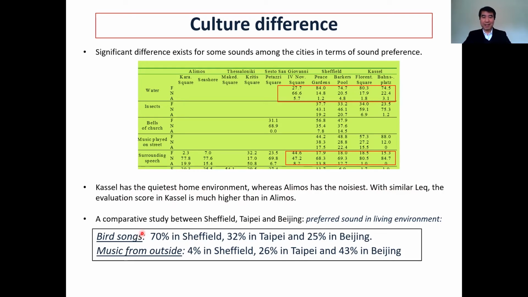Even further, that's another comparison in cultural difference between Sheffield, Taipei, and Beijing. We ask people, would you like a sound from outside in terms of bird sound? 70% of people in Sheffield like it, and that ratio is only 32% in Taipei and 25% in Beijing. You can see a very big difference. And we also ask people, do you like music from outside? Only 4% of people in Sheffield like it, but 26% in Taipei and 43% in Beijing like it. So you can see this big cultural difference when the distance is further away.